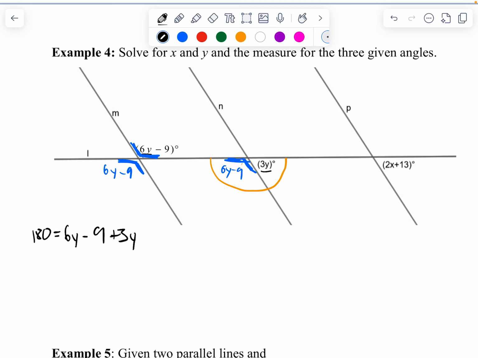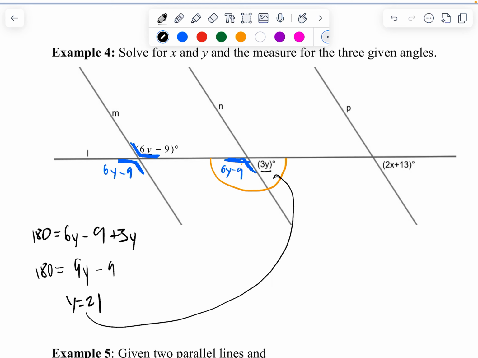And then you literally combine the y's, right? 9y minus 9 equals 180. Add the 9, so 189. And then divide by 9, and you get y equals 21. All right, and then you can literally just plug that in.